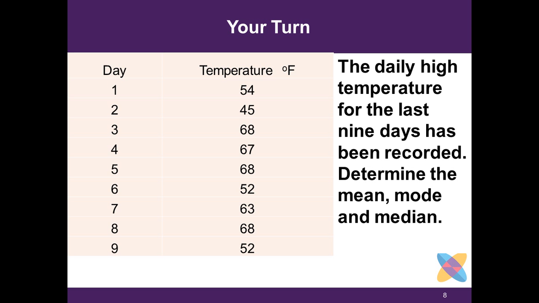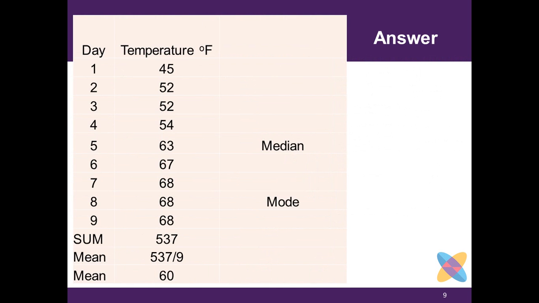All right, so what you should have found out is that to find the mean, you're going to have to sum this all up and the sum is 537. You did this for 9 days, so you're going to divide that by 9, so the mean is 60.